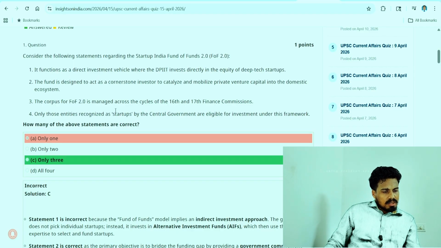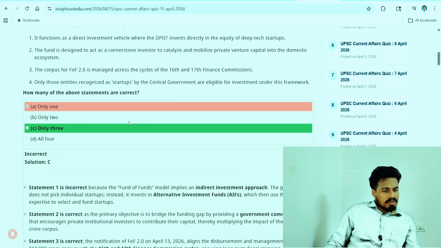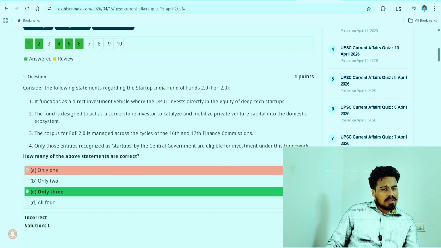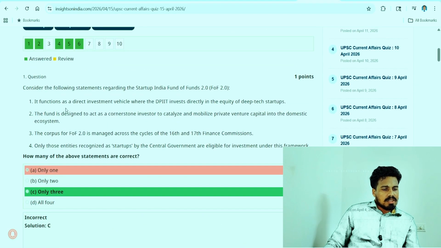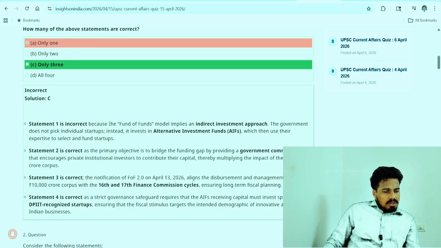So okay, here 3 statements are correct. We marked only 1 as correct. So let us look at the first one. First one is incorrect. Our analysis was right. If DPIIT invests directly, then why should we consider private venture? So that one was right.